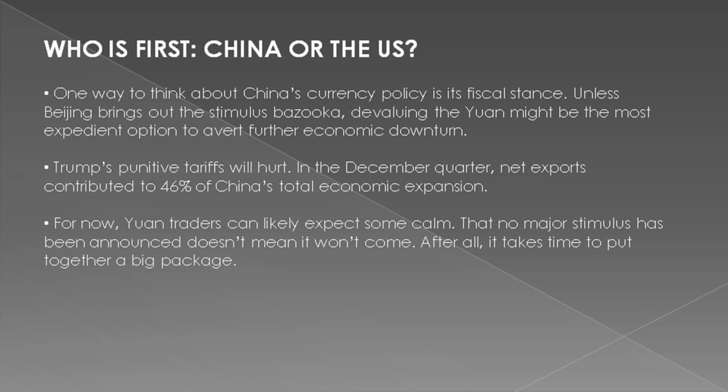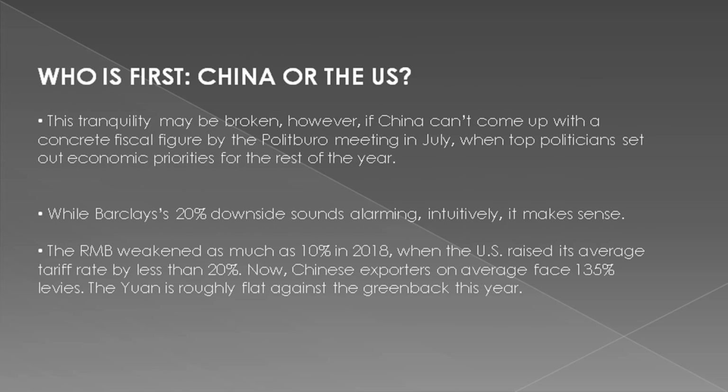To hit the 5% growth target, Beijing will need to roll out another 12 trillion Chinese yuan, or about $1.6 trillion, or 8.6% of gross domestic product, the bank reckons. At the National People's Congress in March, China already raised its broad budget deficit to 8% of GDP versus 6.6% last year. In recent weeks, top officials have said the government has ample room for more fiscal easing. The tranquility may be broken, however, if China can't come up with a concrete fiscal figure for the Politburo meeting in July when top politicians set out economic priorities for the rest of the year. Monetary tools may have to be adopted instead.